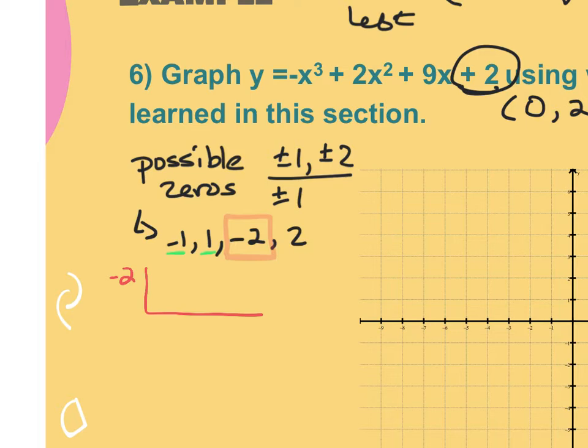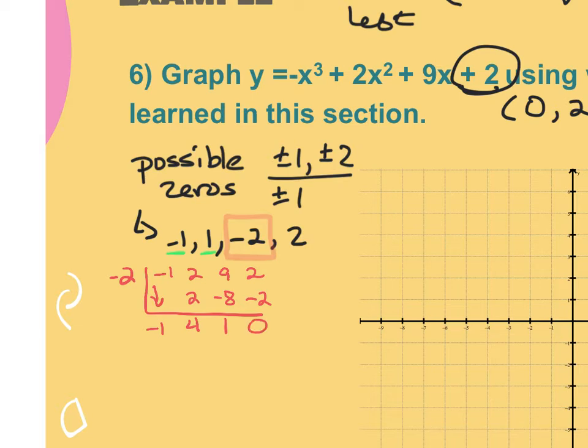I'm going to go ahead and put in my coefficients. I'm going to put in the negative 1, the positive 2, the 9, and the positive 2. I'm going to bring down my negative 1. I'm going to multiply it. I'm going to add the column. I'm going to multiply. I'm going to add the column. And I'm going to multiply one more time.